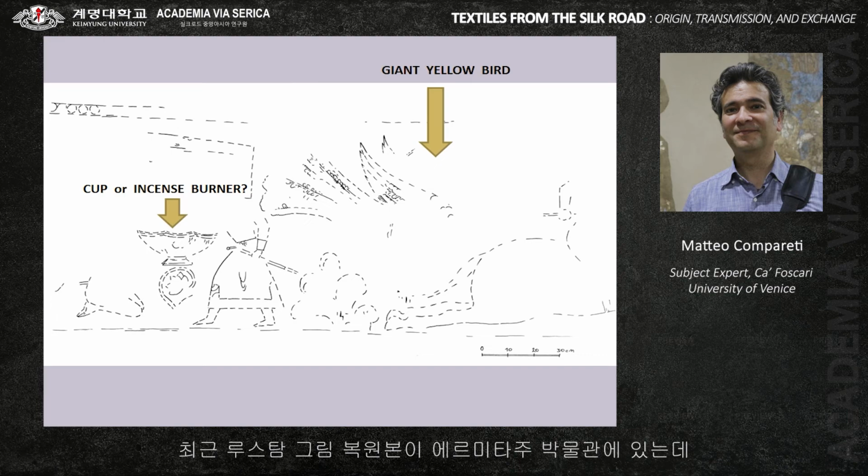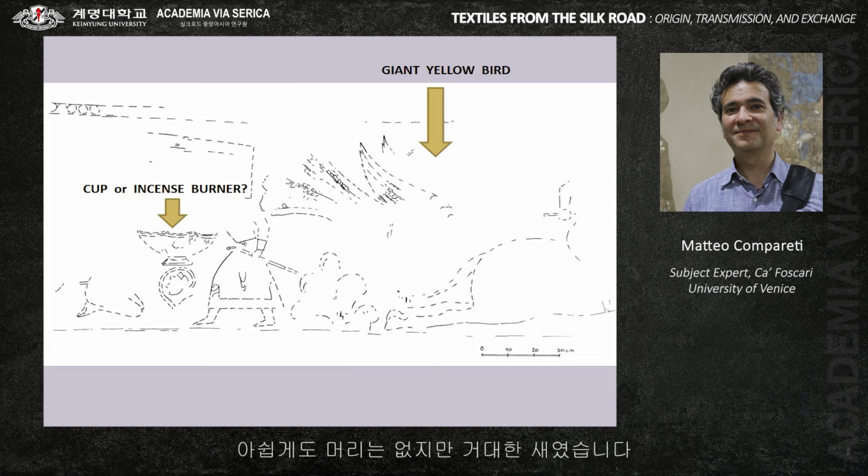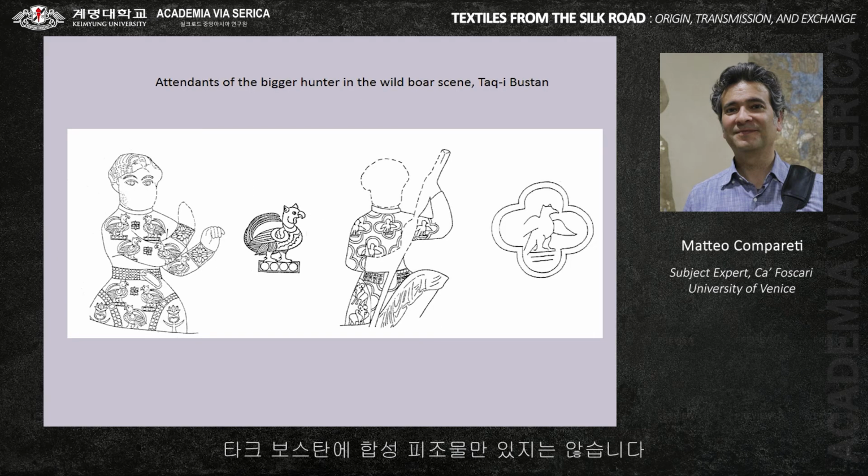We have also this recently restored part in the Hermitage Museum of the painting of Rustam, and again the giant bird. Unfortunately, we don't have the head, but probably we could propose as a reconstruction a bird with these feathers on the head. In Taq-e Bostan, we don't have just that composite creature. We have many other elements, and sometimes we have a bird like this one, which is very interesting because of these ears or feathers or horns, antlers, whatever, on the head.